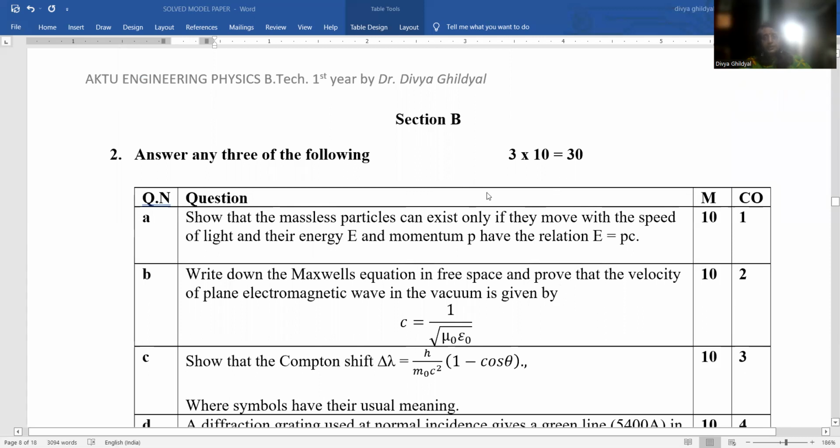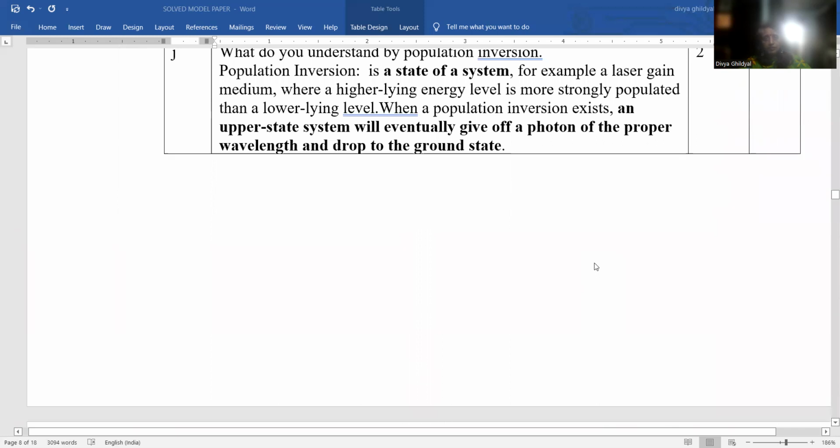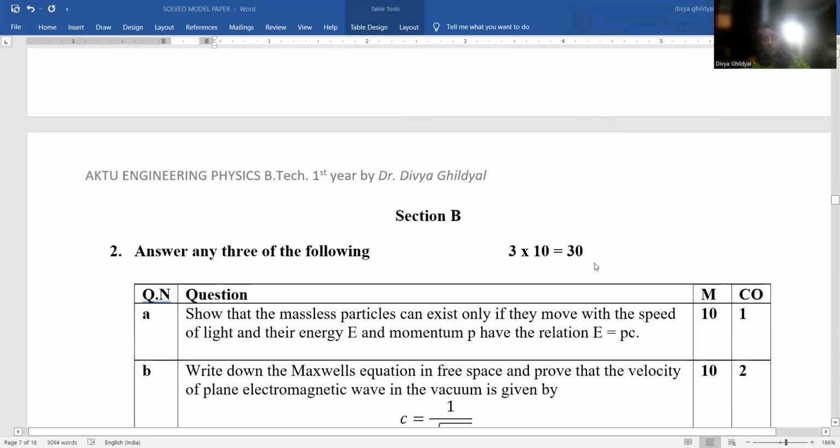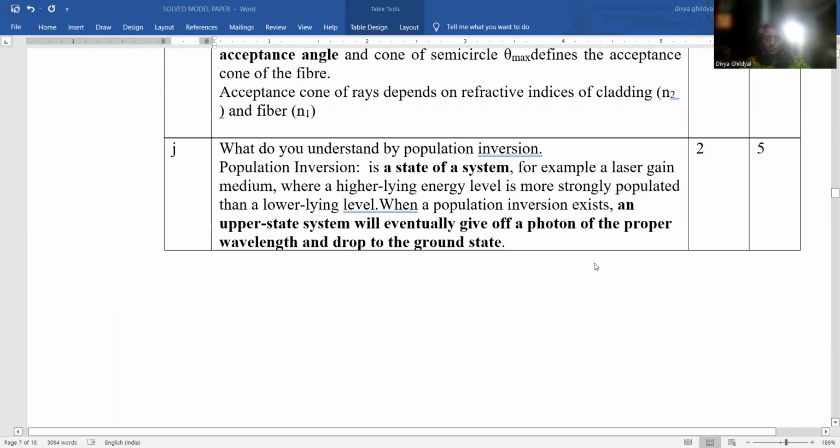Massless particles and E equal to pc. That means first I will write the formula E square is equal to p square c square plus m naught square c to the power of 4. And for certain conditions where I am not taking variation of m, I can simply take the square root and get the answer.